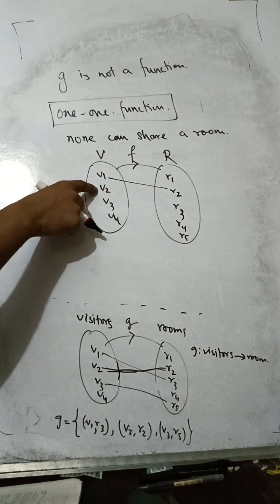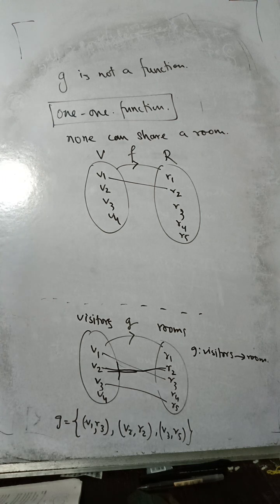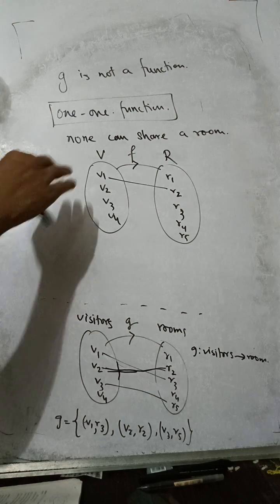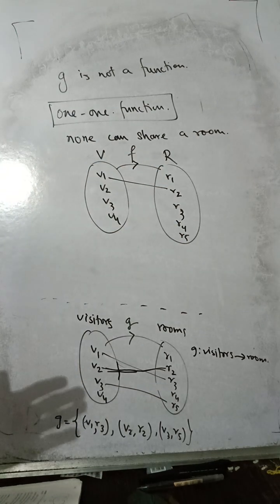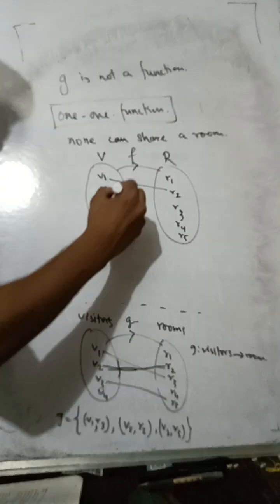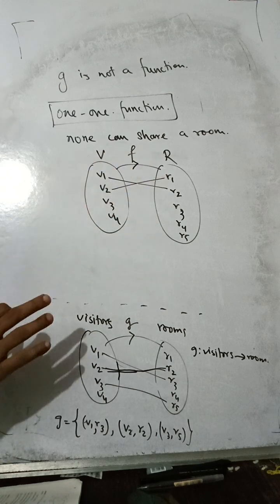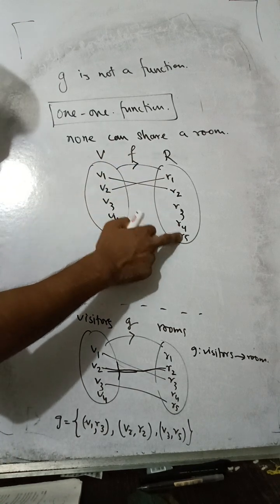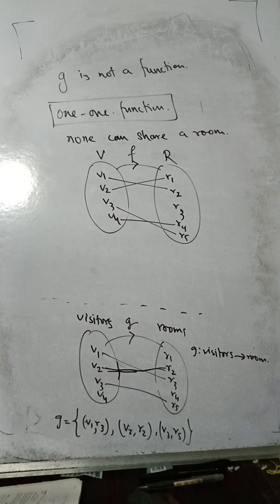Why? Because in a one-one function, a room can have at most one occupant. Look, a one-one function is not telling that every room must be filled. No, every room need not be filled, but if it is filled, it should have at most one occupant. So V2 should not move into R2. So let V2 move into R1. V3 should not move into R1 and R2. So V3 has options from R3, R4, R5. Let it move into R4. So this is a one-one function.